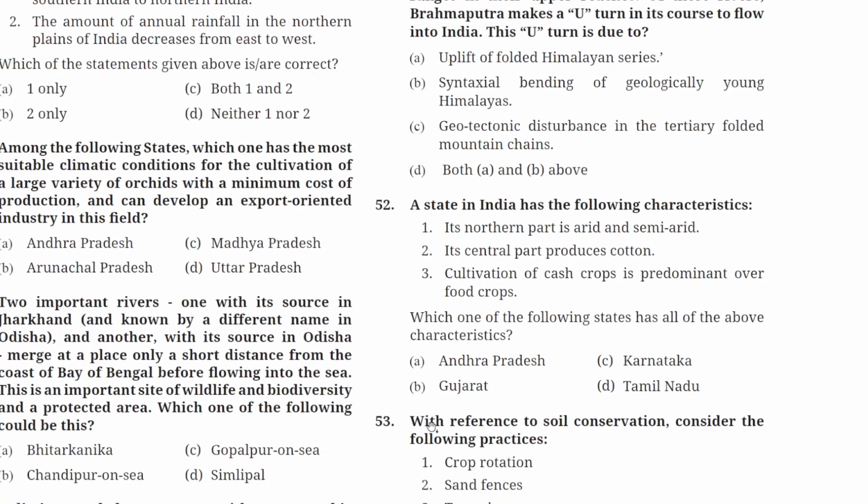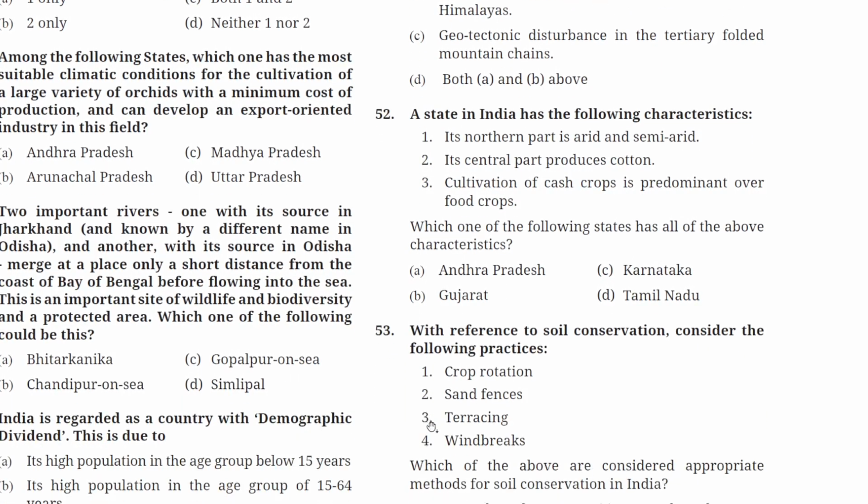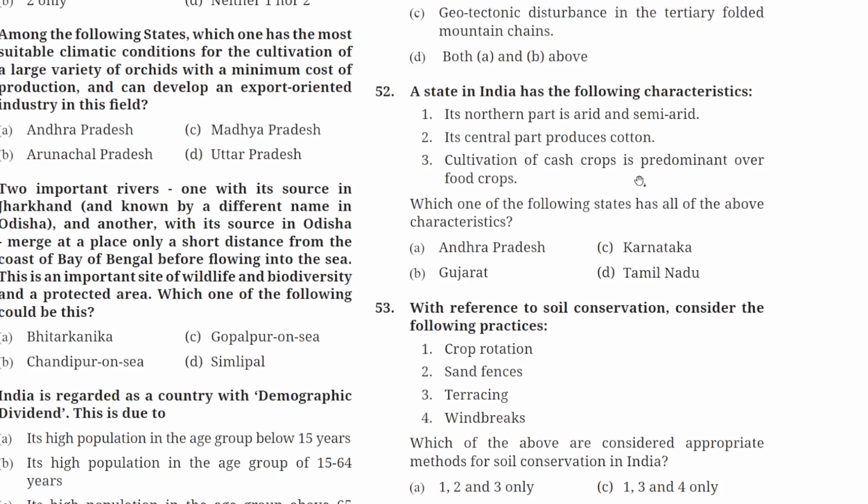A state in India has the following characteristics. Its northern part is arid and semi-arid. Its central part produces cotton. Cultivation of cash crops is predominant over food crops. So the 52nd question answer is Karnataka. No, it is Gujarat.